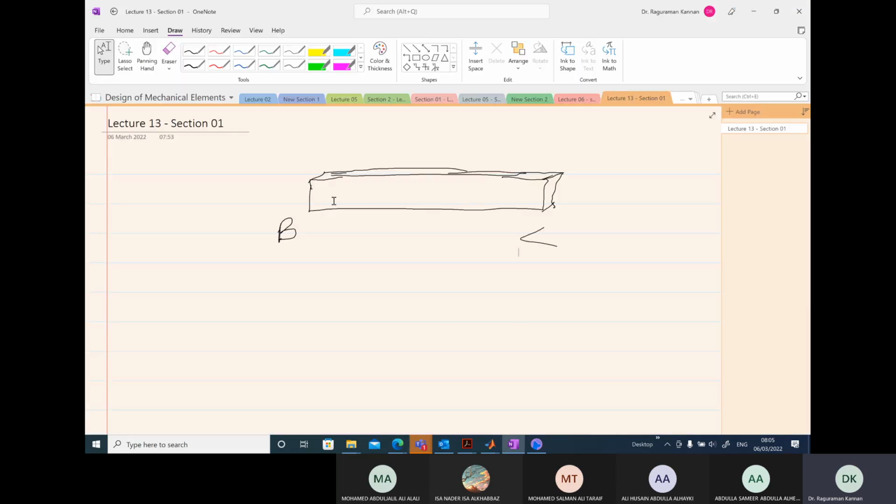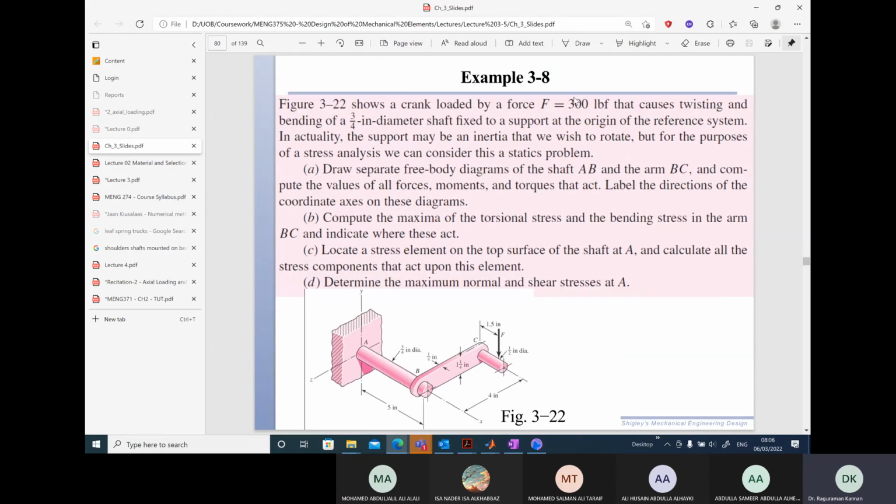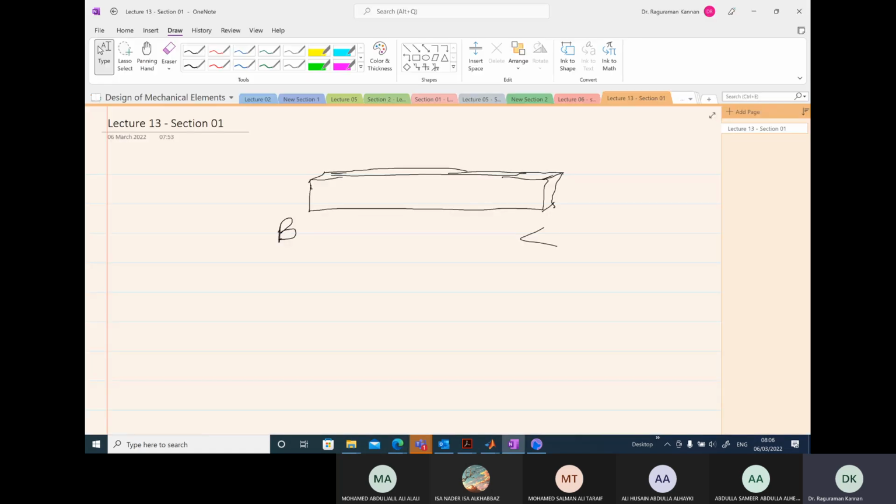Okay, so before we find what kind of reactions are there at point C, we need to figure out what are the forces. So first, write the force here. We have F equal to 300 pound-force in the negative y direction. So write it in vector form. Since it is in the negative y direction, you can write 0, minus 300, and 0. So this is the force vector.